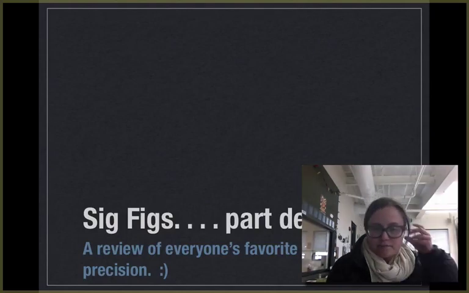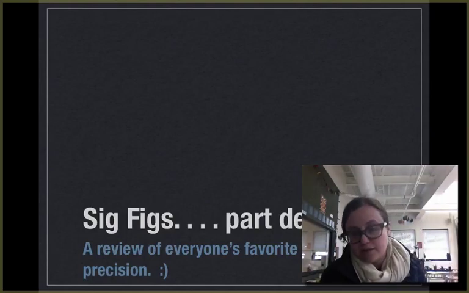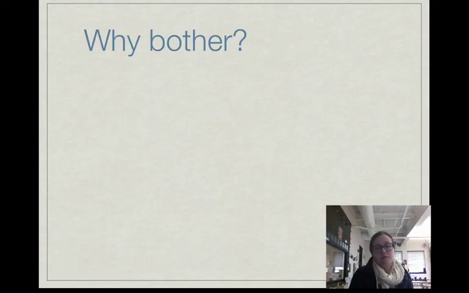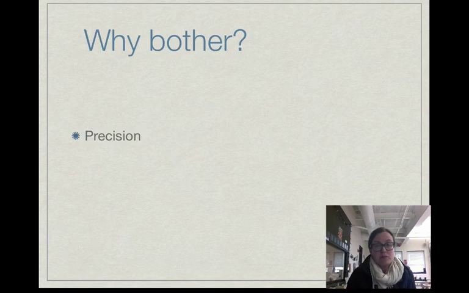Hi guys, let's just do a quick review on significant figures. First we need to talk about why we bother using significant figures. The first really important point is precision. The number of digits in any measurement gives us a good indication of how careful we were with our measurement, how exact we were and how precise. We want to make sure that we can express how precise a measurement was.